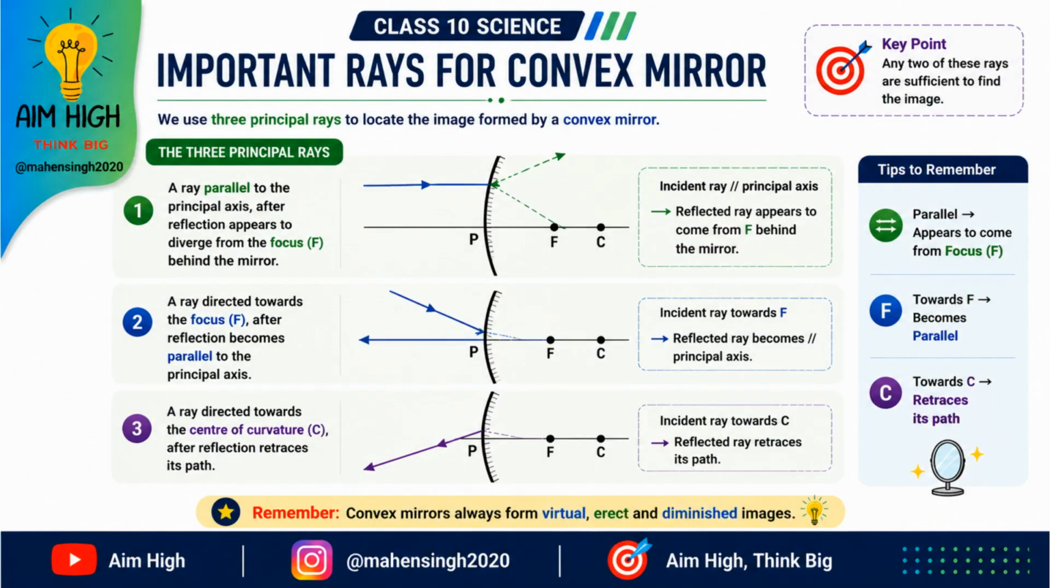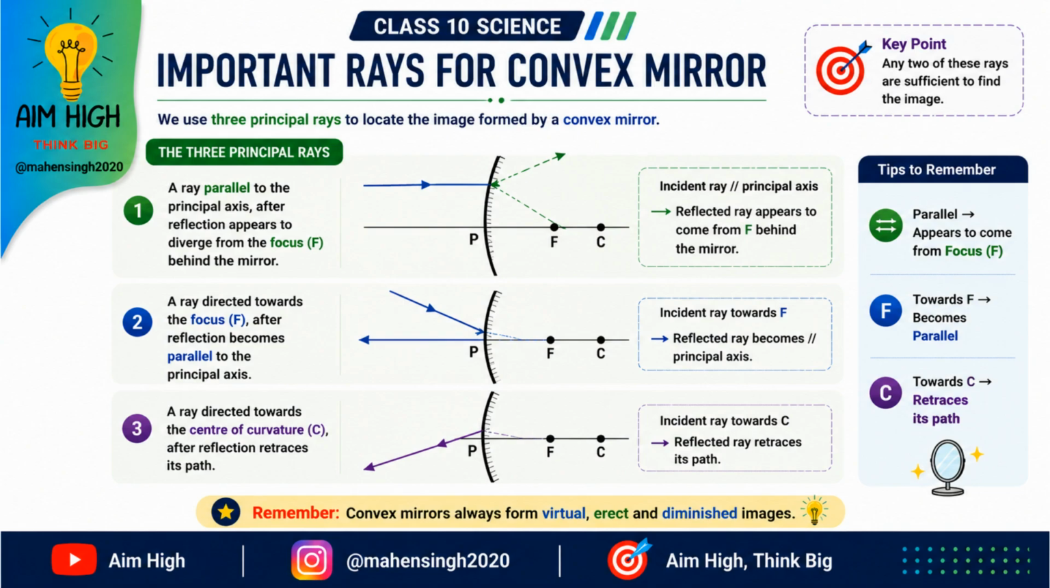Now let us understand the important rays used in a convex mirror. The first important ray is a ray parallel to the principal axis. After reflection, it appears to come from the focus behind the mirror.